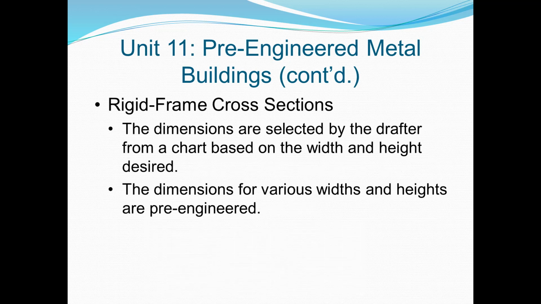So on doing rigid frame cross sections, the dimensions are selected by the drafter from the chart on page 139 that we looked at last class. The dimensions for various widths and heights are pre-engineered, so we have to work within those requirements that the pre-engineered metal building supplier provides us. So there will be some variation between different manufacturers.